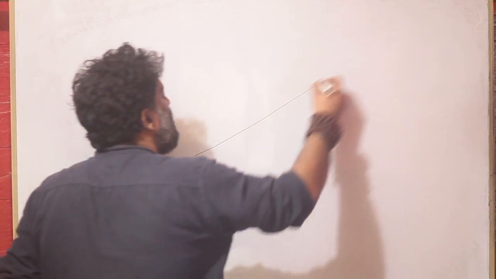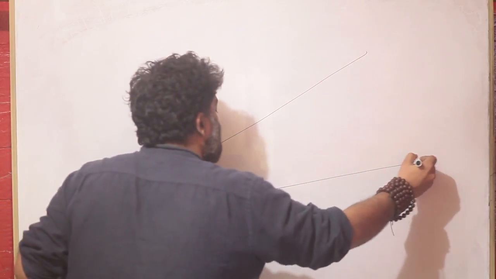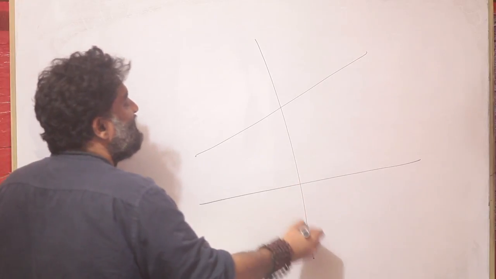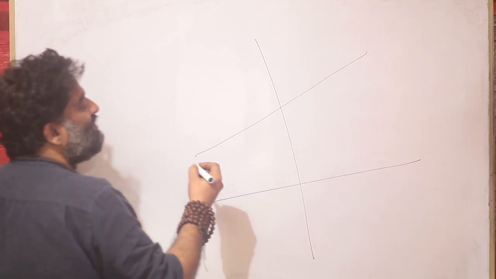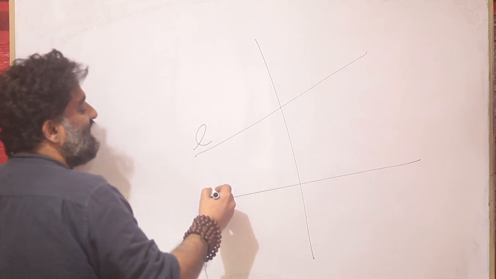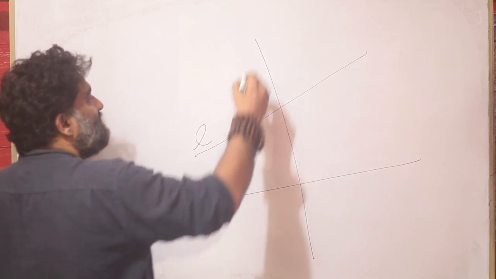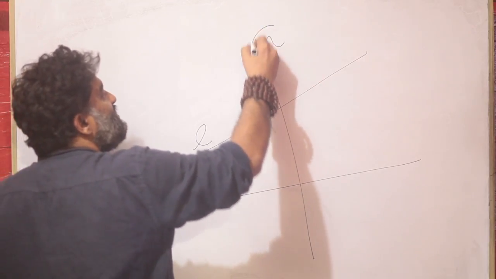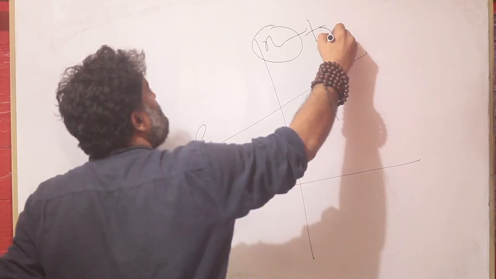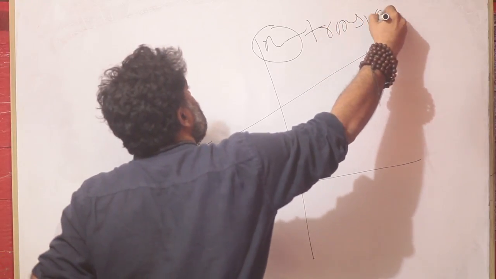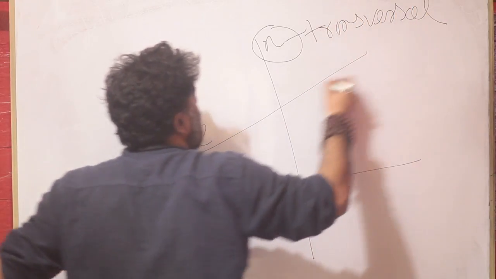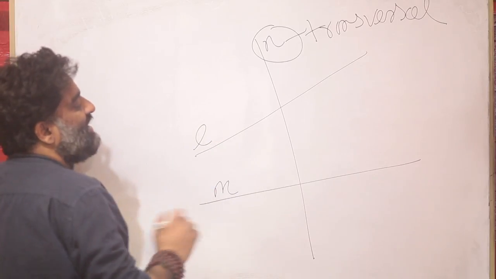First of all, what do I mean by a transversal? A transversal is a line cutting across two or more lines. So say this is line L, this is line M and this is line N. So in this story, N is the transversal line cutting across lines L and M.